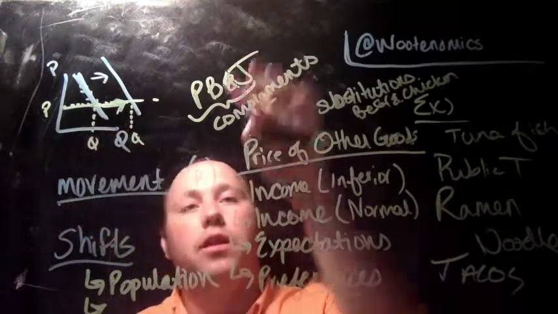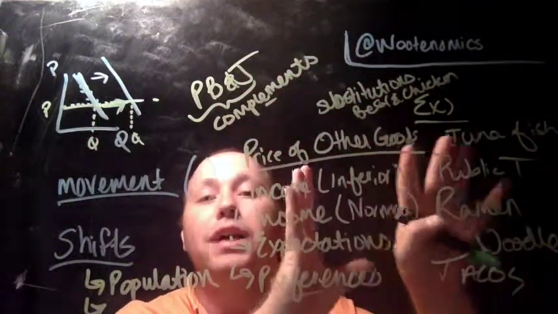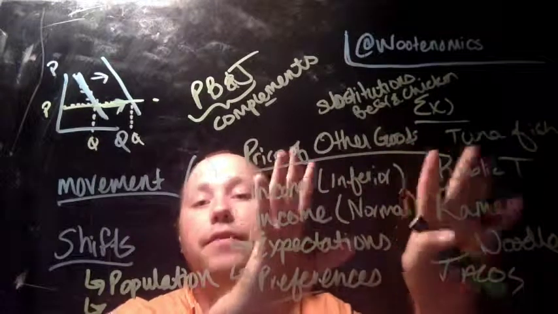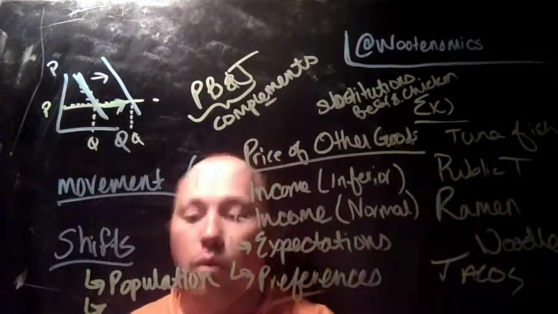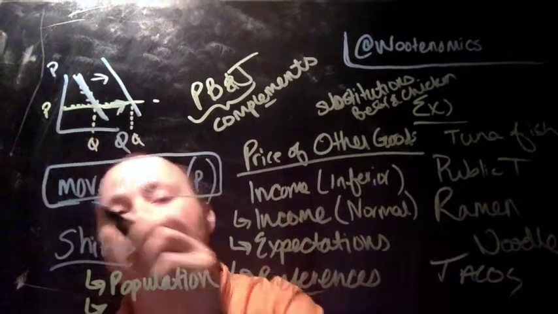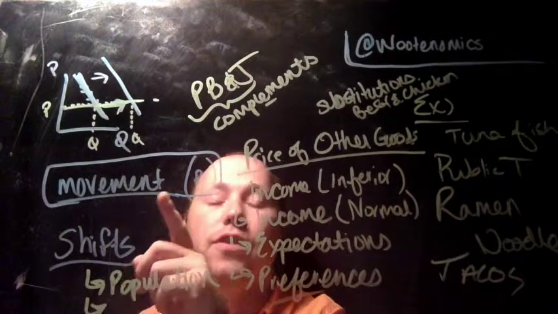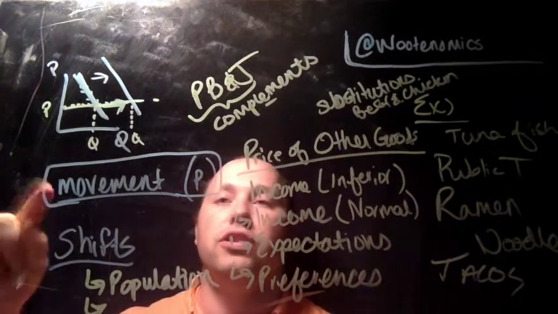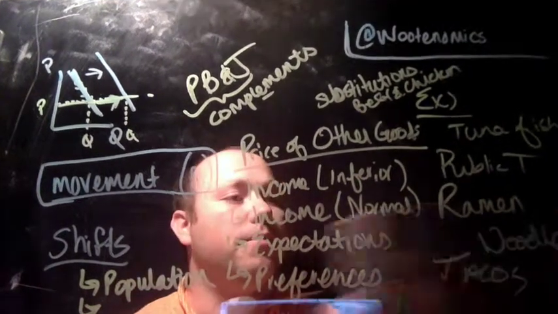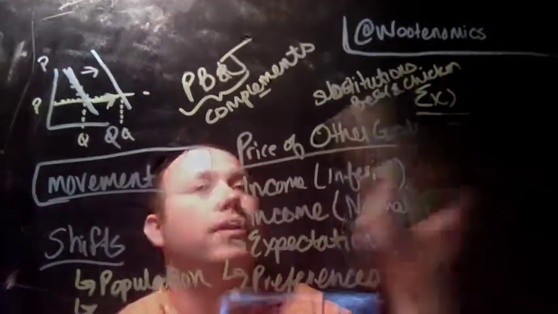So you can remember these items over here that I've written in green, those items shift demand. There's a lot of things that shift demand. The one item that does not shift demand is changes in the price of that good. Changes in the price of the good that we're analyzing is just a movement along the demand curve. So I'll erase this real quick. We'll talk about supply.